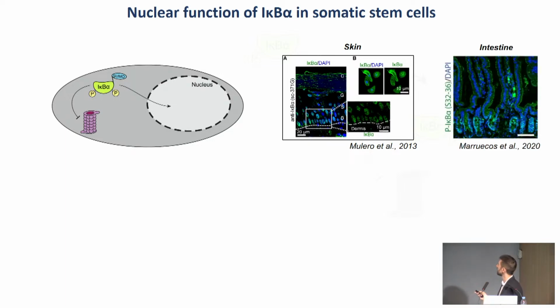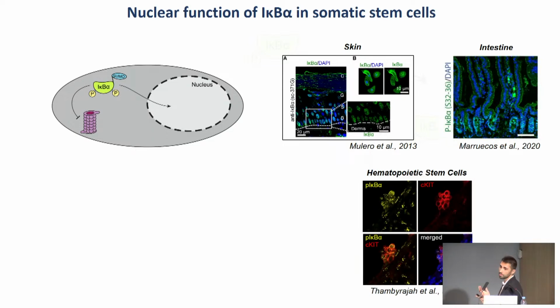And also more recently, a similar distribution has been described for IκB alpha in other tissues, such as the intestine, where IκB alpha is accumulating in the nucleus of the crypts, which is where all the intestinal stem cells are. And in a more recent manuscript by the lab, phospho-sumoylated IκB alpha was accumulated in the nucleus of the intra-aortic hematopoietic clusters, which are the origin of the first definitive hematopoietic stem cells.